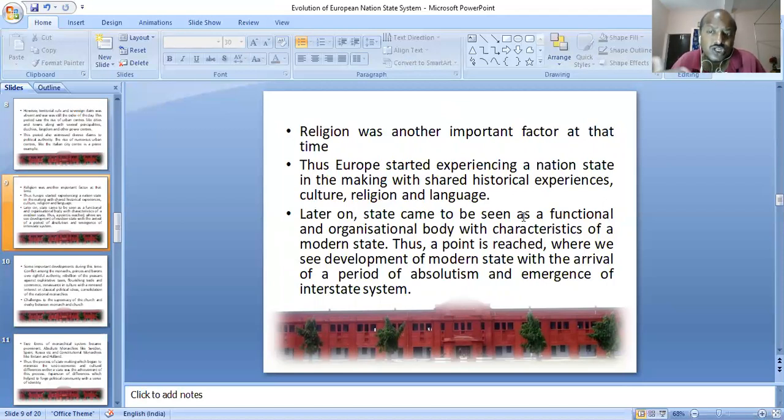I'll also tell you there are other kinds of nation state system and the princely state system that emerged in Western Europe. But the question that we try to address here is the development of the modern state, and how it was linked to the idea of absolutism and the emergence of an interstate system. So these are the two key questions that we try to respond to.